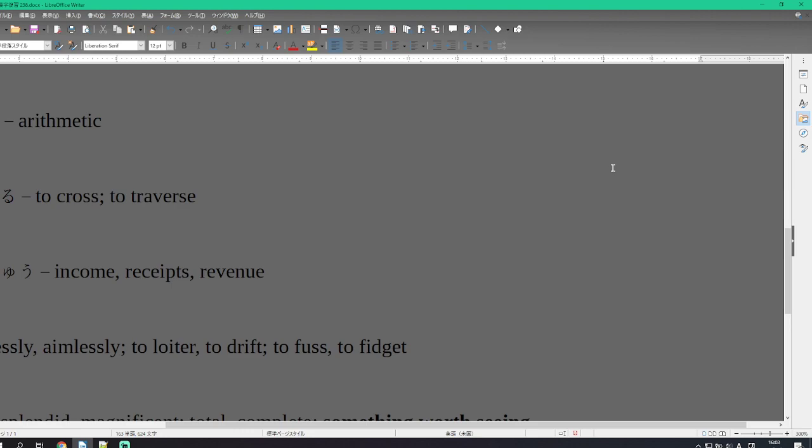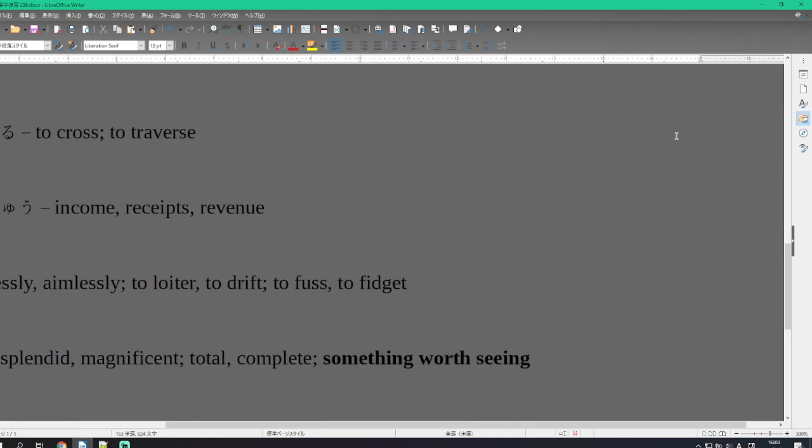To cross or to traverse something is yoko giru. Yoko on the left side for a tree, for horizontal crossing of something. And giru, or to cut across. Cut horizontally is to traverse or cross. And income, receipts, or revenue is shunyu. Shu on the left for a collection, and nyu on the right side for entry, income, or receipts, or revenue.